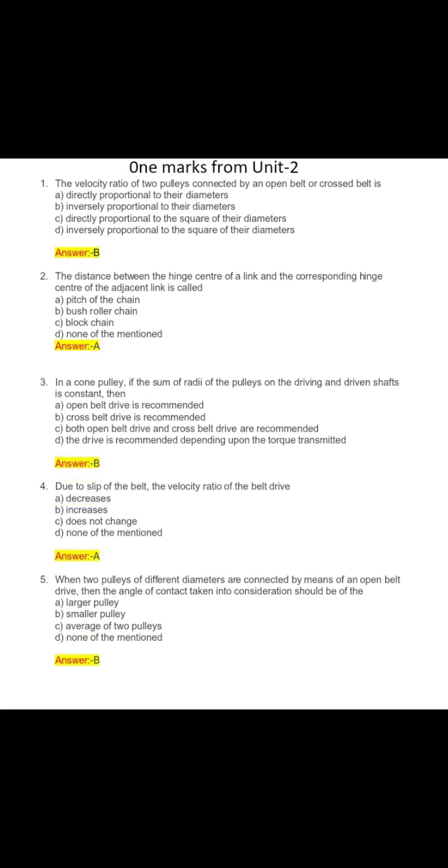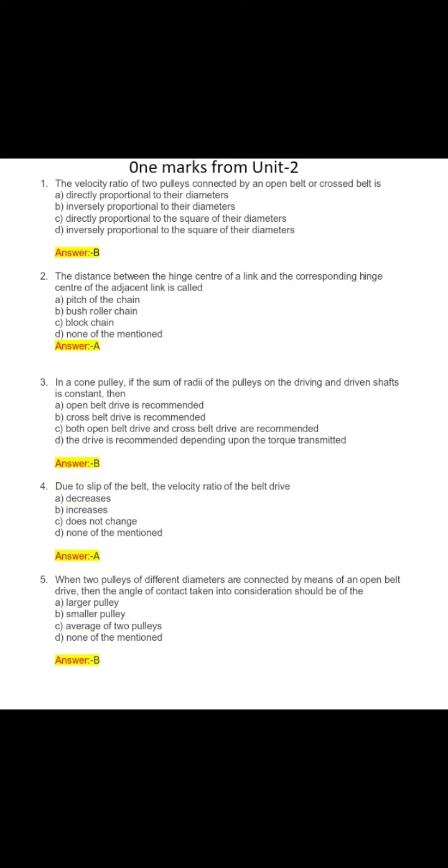Next question: in a cone pulley, if the sum of radii of the pulley on the driving and the driven shaft is constant, then cross belt drive is recommended. The option is B. Question number 4. Due to slip of the belt, the velocity ratio of the belt drive decreases. Remember this. Due to slip, the velocity ratio decreases.